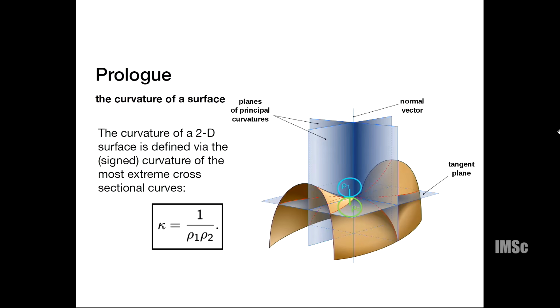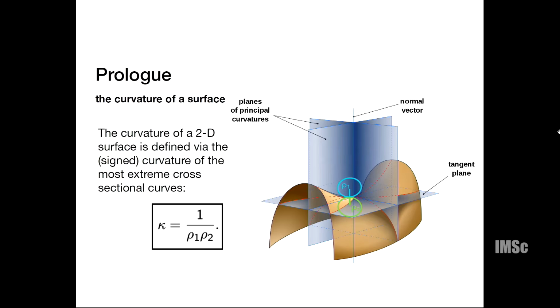If we give a sign to the curvature, say that if the osculating circle is curving up, it's positive, and if it's curving down, it's negative, and you take the most extreme values, in this case this plane here is giving the most positive curvature, and this plane here is giving the most negative curvature. These are the extreme curvatures of this surface, the extreme cross-sectional curvatures. And Gauss's idea was to define the curvature of a surface as the product of these extreme curvatures. So 1 over rho 1 times 1 over rho 2. That gives us the curvature of the surface. This is called Gaussian curvature.